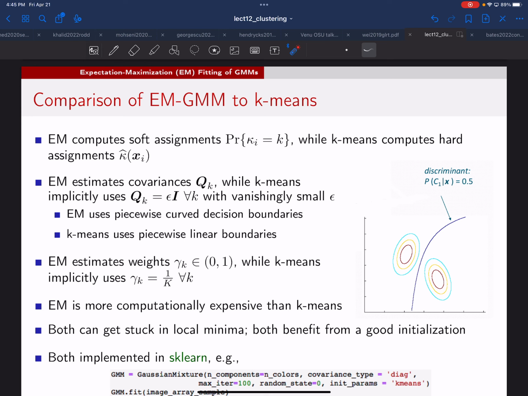As a result, EM is using piecewise curved decision boundaries, whereas k-means is using piecewise linear ones. If you remember, with k-means, we said that you had boundaries that looked like this.